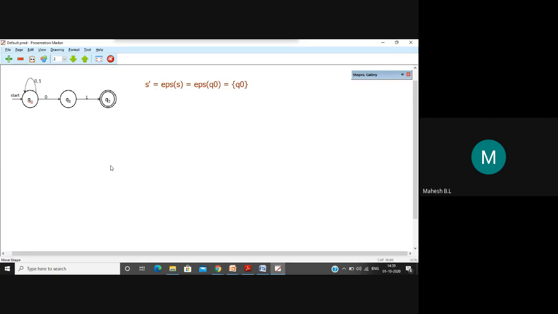Then what you need to do next, you need to consider active states. So active states is equal to, initially there is only one state, which is nothing but the starting state, Q naught. So this is the initial active states.